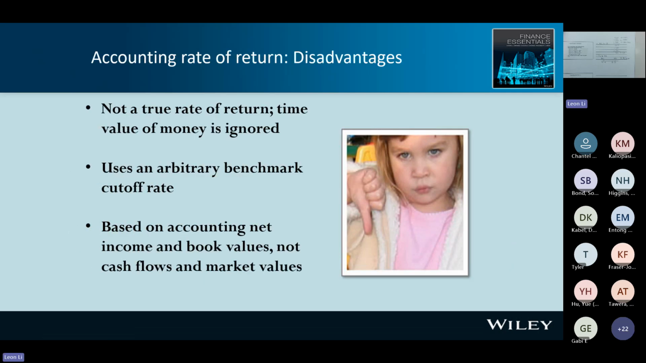Disadvantage, right? So ARR has some disadvantages or some problems. First, it is not a true rate of return, and the time value of money is ignored, right? And it uses an arbitrary benchmark cut-off rate, like our payback. We need to have a threshold value, right? It's arbitrary. That means it's not decided by the data itself, all right? And it is based on accounting net income and the book value, not cash flows and the market value.